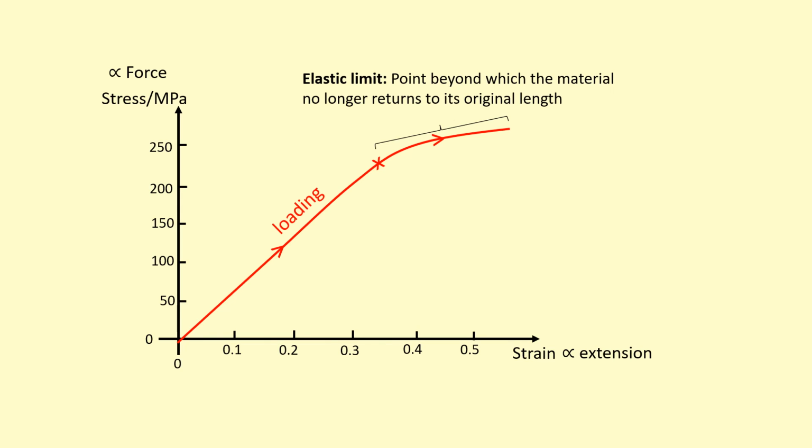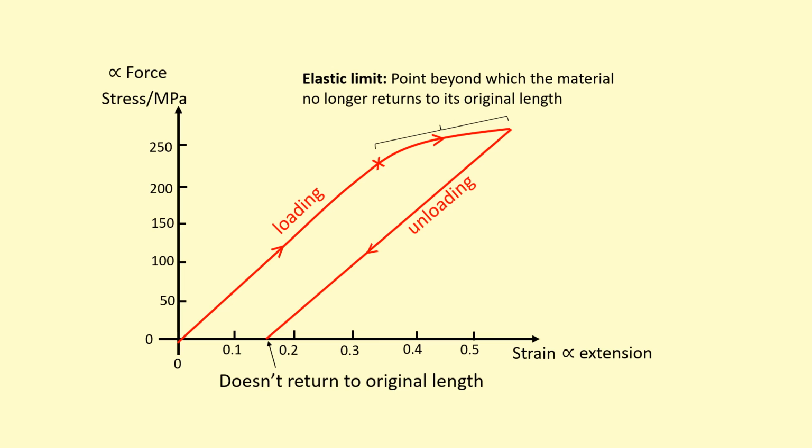So we can only see this if we start taking the weights off. So if we unload, if we remove the weights off the spring, it returns not to the origin, but to a point where there's some strain or some extension. So you can see here around 0.15 strain or extension. So that means it's not returning to its original length.